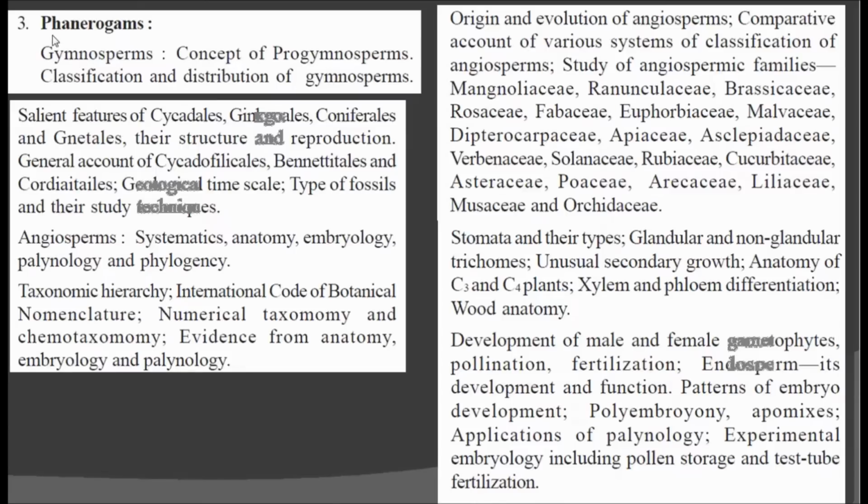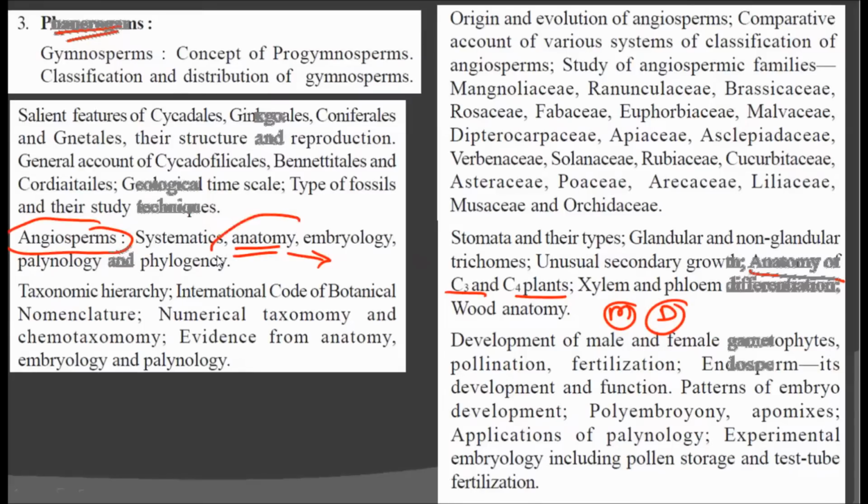Now this is the unit number 3 in paper 1, that is the Phanerogams, in which we have here the anatomy of C3 and C4 plants. That is, we have to study the anatomy of C3 plants as well as the C4 plants. So we have to cover both the monocotyledons as well as the dicotyledons. Alright. So we should take this anatomy part very seriously while preparing for the botany optional.